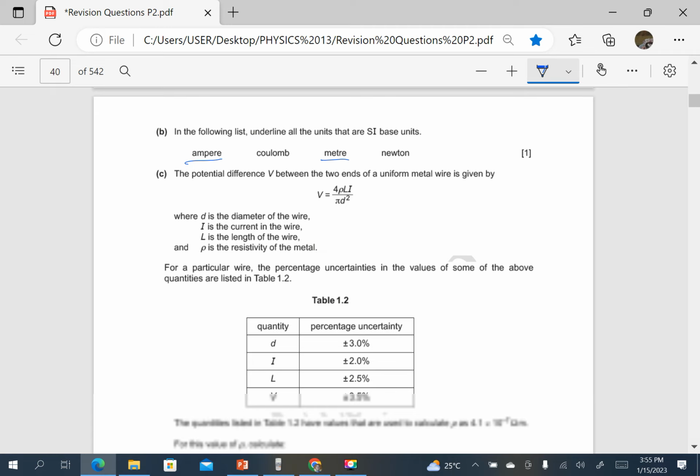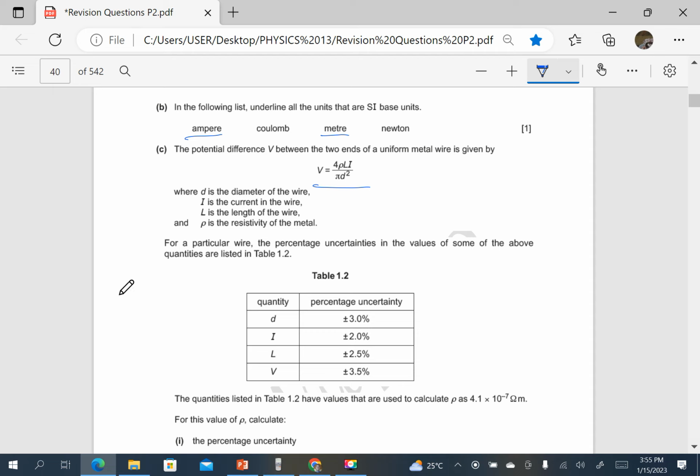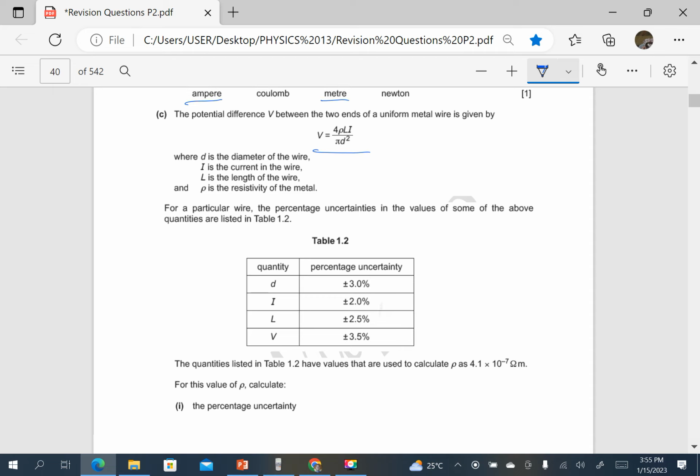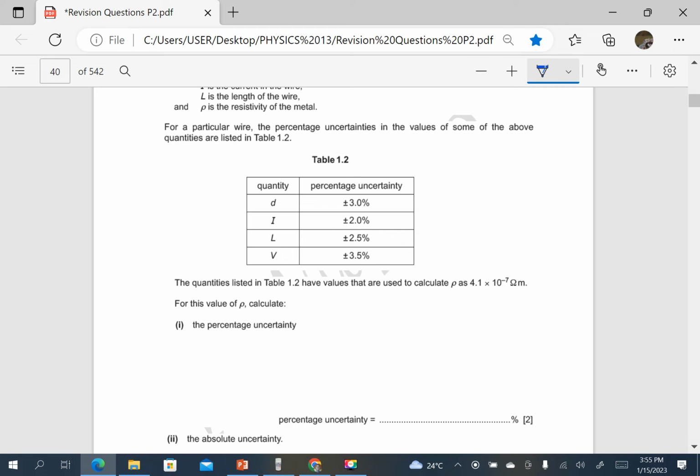The potential difference V between the two ends of a uniform metal wire is given by that. D is diameter, I is current, L is length, rho is resistivity. For a particular wire, the percentage uncertainties have been given in the table. So those are the percentage uncertainties. For this value of rho, which is given as 4.1 times 10 power negative 7, calculate the percentage uncertainty.